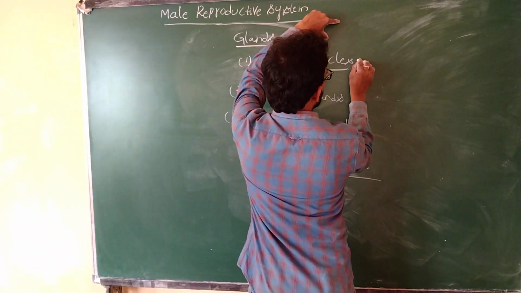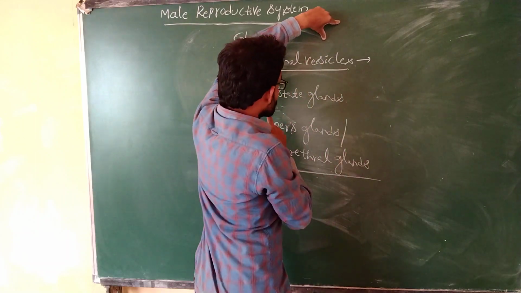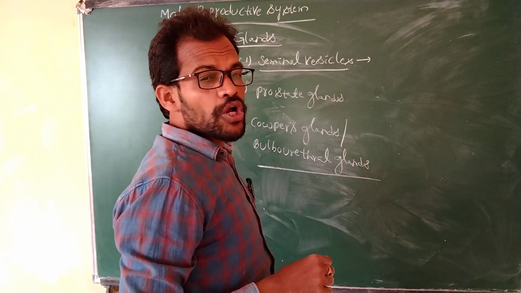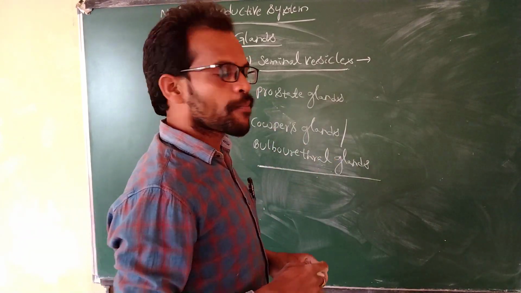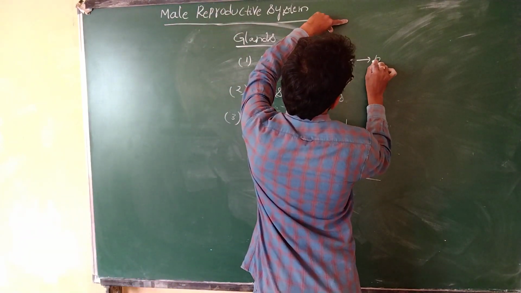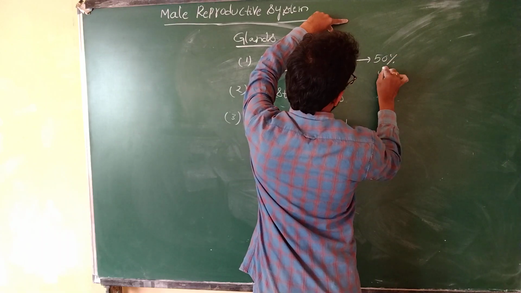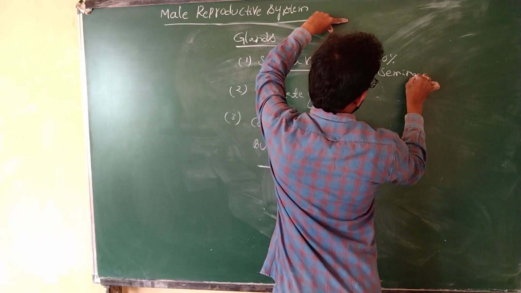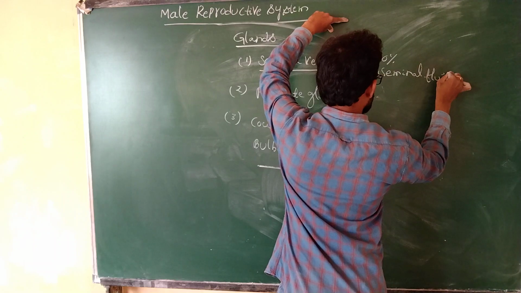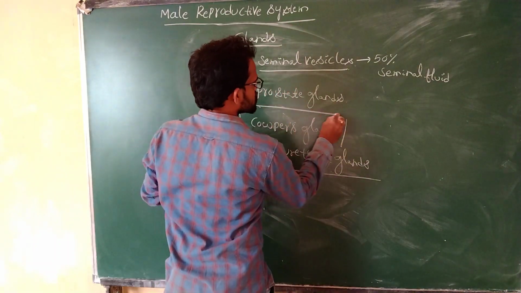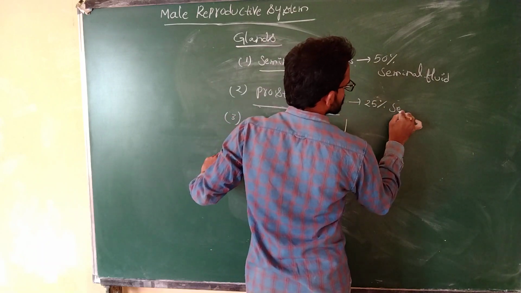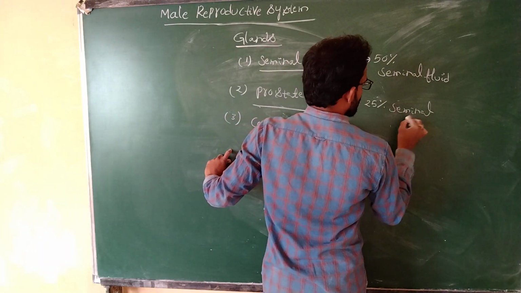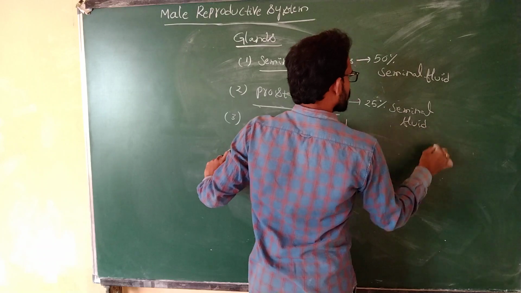The seminal vesicles will produce the maximum contribution, 50% of the seminal fluid. The prostate gland will produce 25% of the seminal fluid.